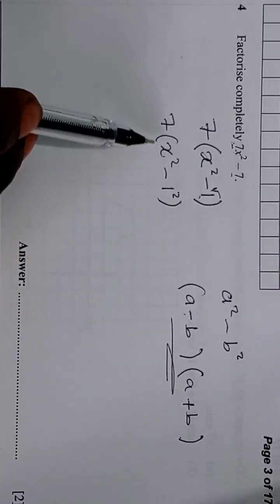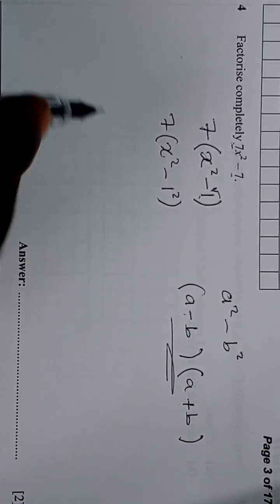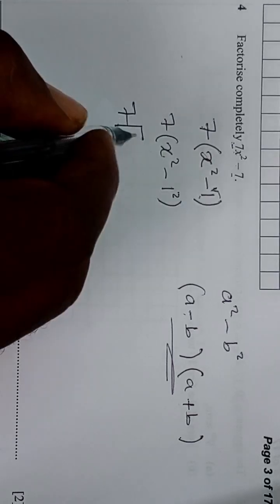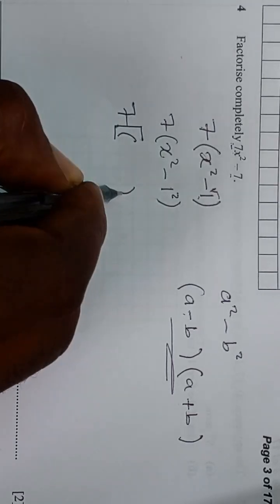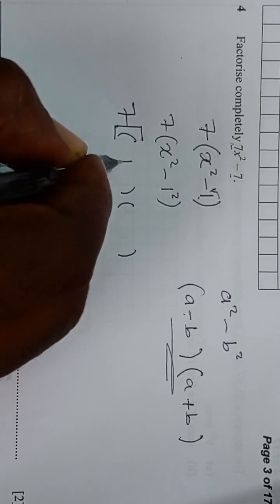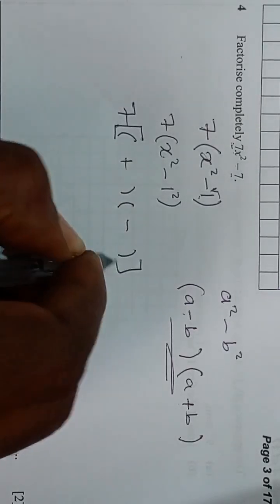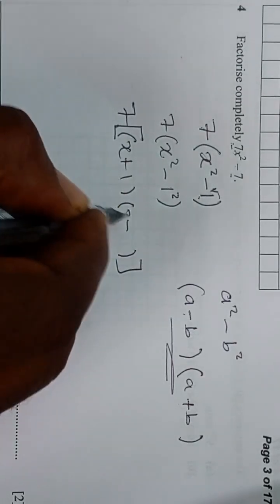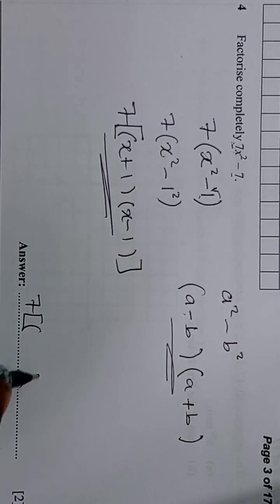So this is the same method that we are going to use in this case. So it is 7. There we introduce two pairs of brackets, plus and minus. So there we have x plus 1, x minus 1. So that is the final answer.